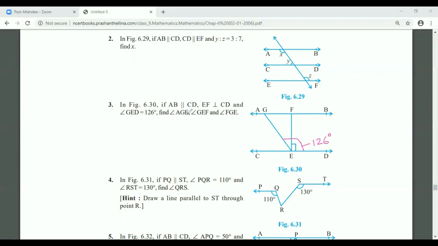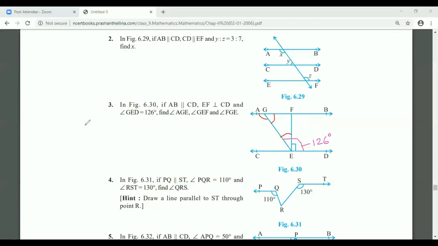Then we have to find AGE. Angle AGE we have to find. So the angles to be found, I will mark in red color. This is angle AGE. Then angle GEF means this angle we have to find. Then angle FGE. This is angle FGE. This angle also we have to find. Then how to find all these angles: angle AGE, angle GEF, and angle FGE, these three angles.